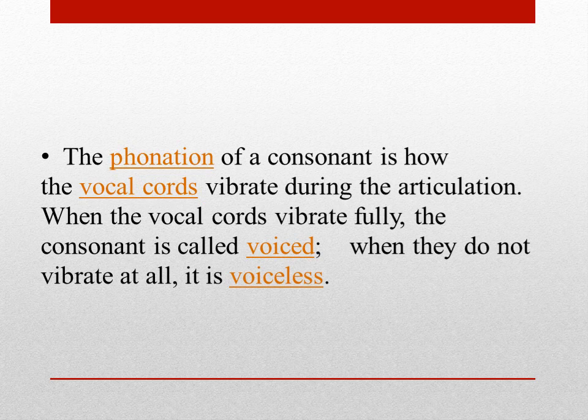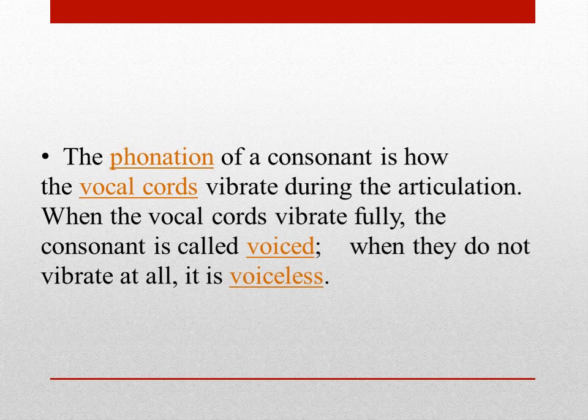The phonation of a consonant is how the vocal cords vibrate. The third thing is phonation. The first was manner of articulation, then place of articulation. The third is phonation. That means when you are pronouncing any consonant, you need to know whether the vocal cords vibrate during the articulation or they do not vibrate. The vocal cords are placed in your throat, and if you put your finger on your throat and feel that the vocal cords are vibrating fully, the consonant is called a voiced consonant. And when the vocal cords do not vibrate at all, it is voiceless.